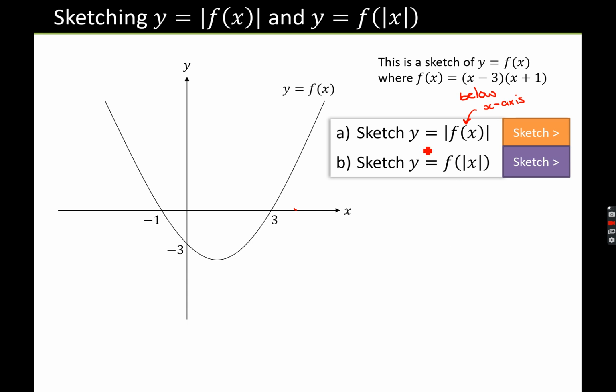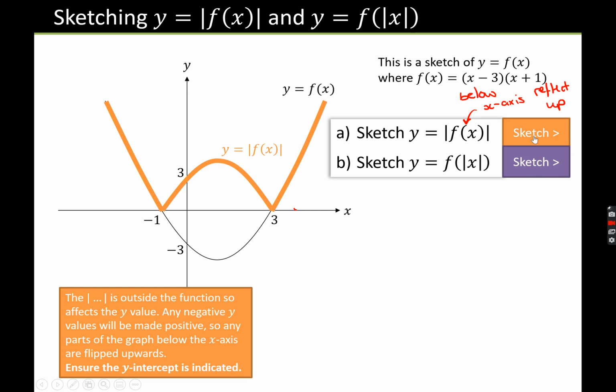And all I'm going to do is anything that's below the x-axis, I'm going to reflect upwards. Okay, obviously I'm going to have to think about what happens to my y-intercept. That's going to get reflected upwards as well, and we should look something like that. Okay, so there will be nothing below the x-axis, and it just gets reflected upwards.